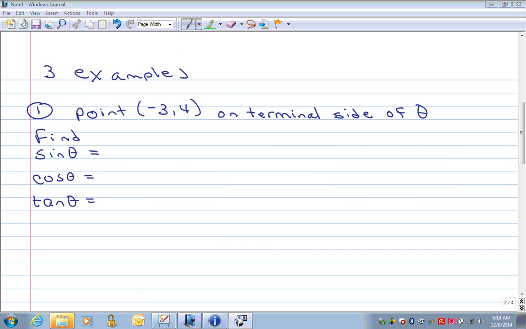Okay, in this first example, they give us a point on the terminal side of theta, which would be a point on the circle at negative 3, 4. That point is not like the square root of 3 over 2, 1/2. It's not something that we recognize. So we will need to draw our triangle and use our right triangle trig.